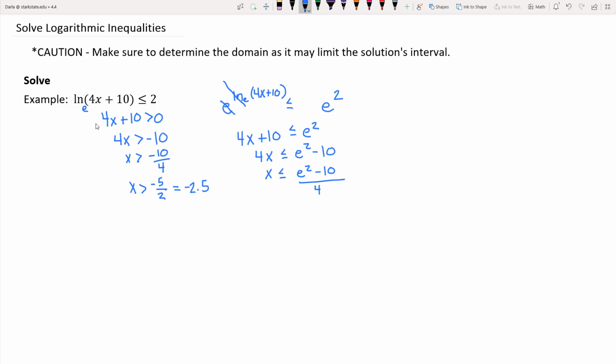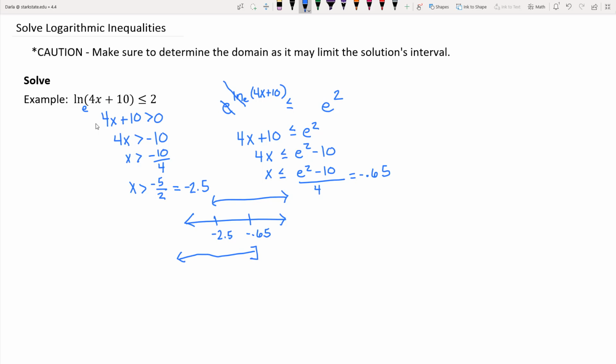It's important to know where this is in relationship to negative 2.5. This is the exact answer, but put this in your calculator and you'll see that it's equivalent to approximately negative 0.65, so negative 65 hundredths. So on a number line, we have negative 2.5 and then negative 65 hundredths is a little bigger, so it'll be to the right. We need to be greater than negative 2.5, which would be this interval. And we need to be less than or equal to negative 65 hundredths.